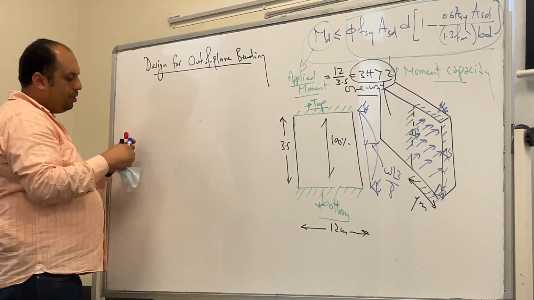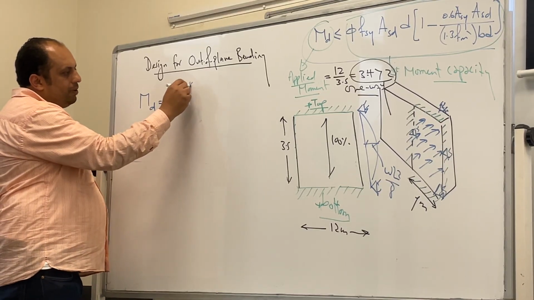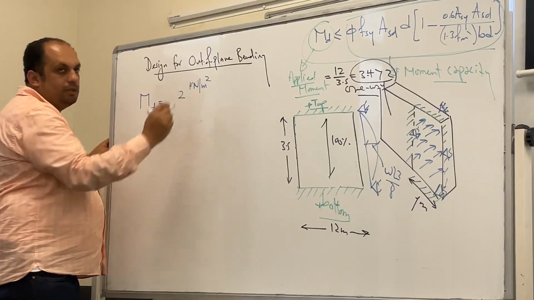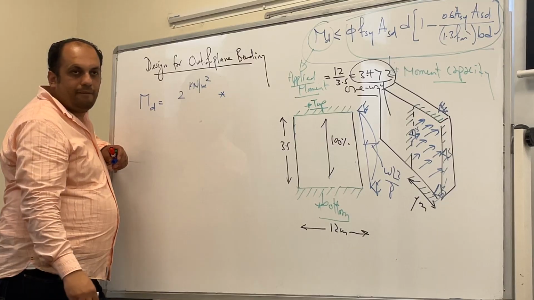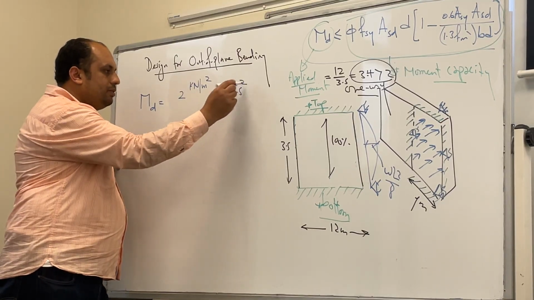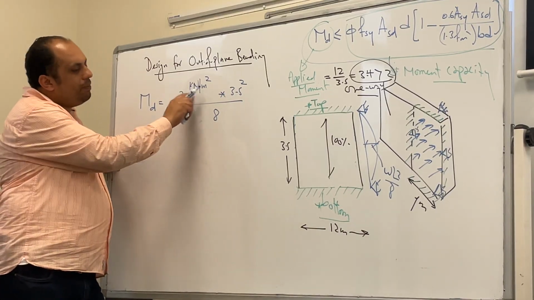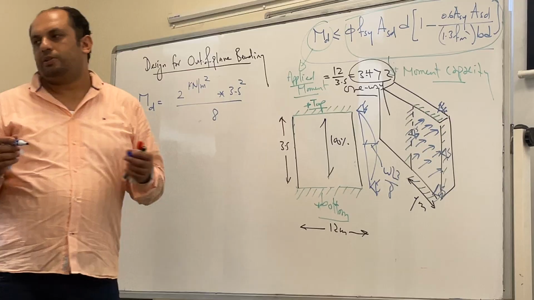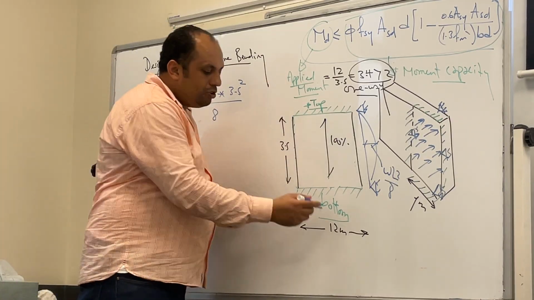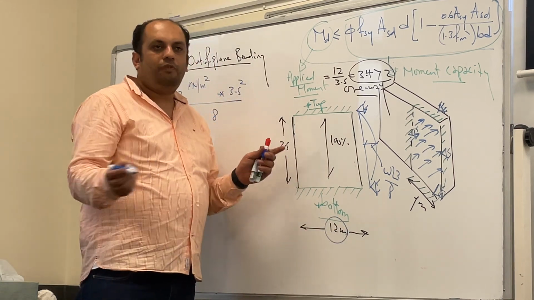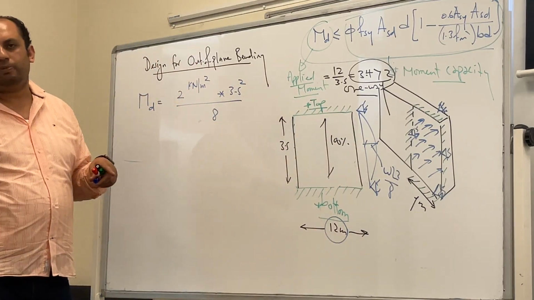Yeah. So the moment MD will be, how much is W? 2. But this one is in kilonewton per square meter, right? Multiplied by 3.5 squared divided by 8. But there is a problem here. This one is kPa, so we need to remember the load is distributed over the whole area. So you need to multiply by the width. If you want to get it for the whole wall, you multiply by 12. If you want to get it per meter, you multiply by 1.